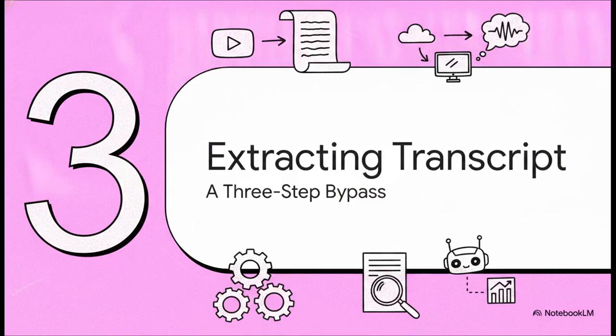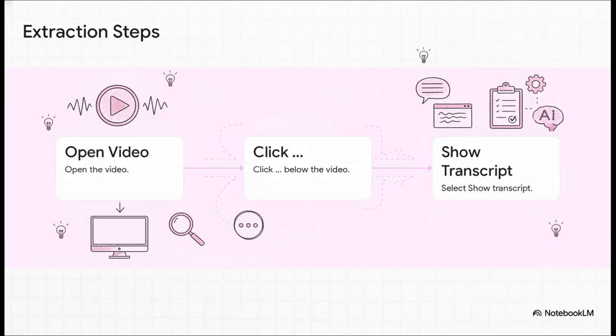Let's look at part 3, extracting the YouTube transcript, which is basically a 3-step bypass. Let's see how this builds, because we are heavily focusing on option 2 here. Why? Because it requires absolutely no downloading of large, clunky video files. It saves you a ton of hard drive space, and it's a manual 10-second process.